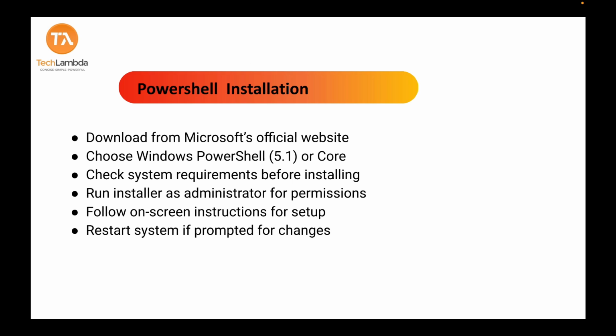For the PowerShell installation process, you can download it from the Microsoft official website. You can choose version 5.1 or above of Windows PowerShell. You should check your system requirements before installing, to see whether your system supports it or not. You run the installer as administrator for permission. Restart the system if prompted for changes.